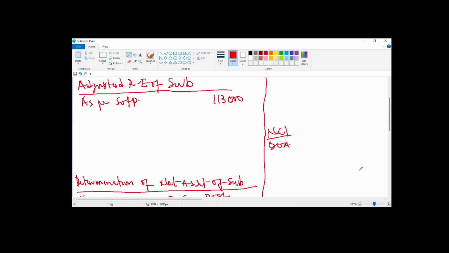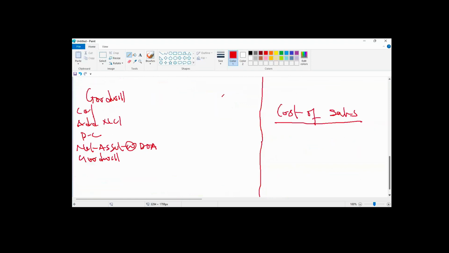Okay, NCI at the date of acquisition. Out of the 30,000, he acquired 24,000. 6,000 belongs to NCI, times the market price per share of the subsidiary, 2, that will give me 12,000. Goodwill, NCI, 6,000.